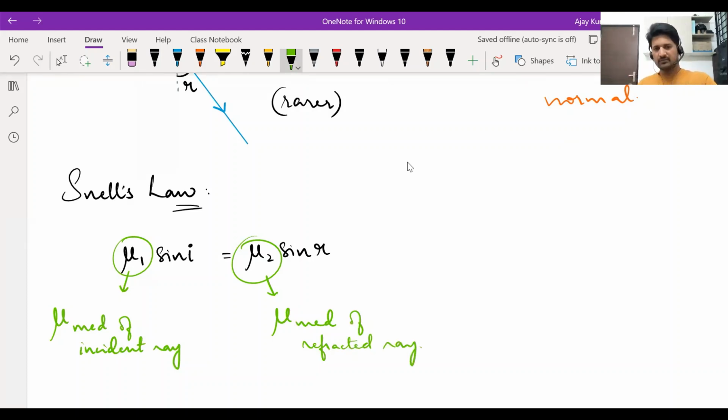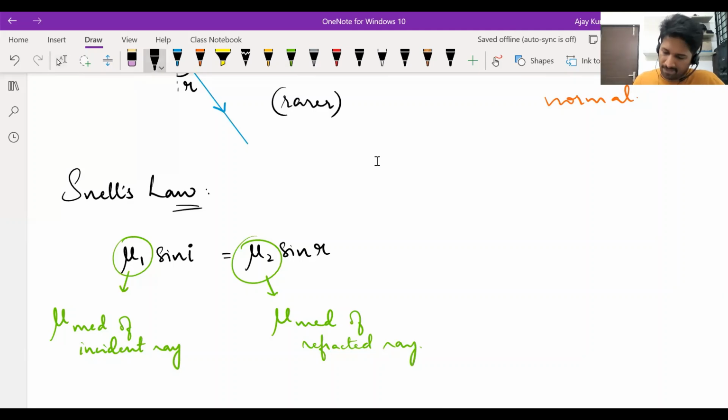Okay, all the formulas that we are going to derive based on this will also be valid with this assumption only. One is for the medium in which the incident ray is passing. Two is for the medium in which the refracted ray is passing.